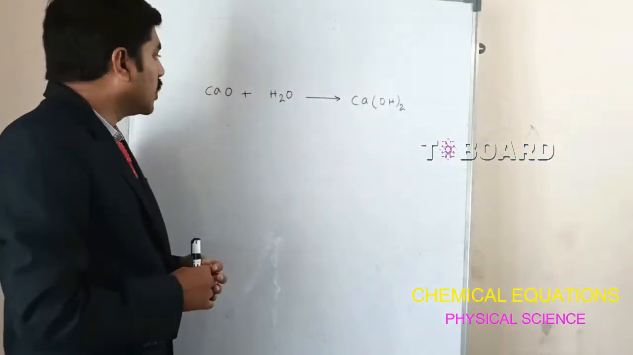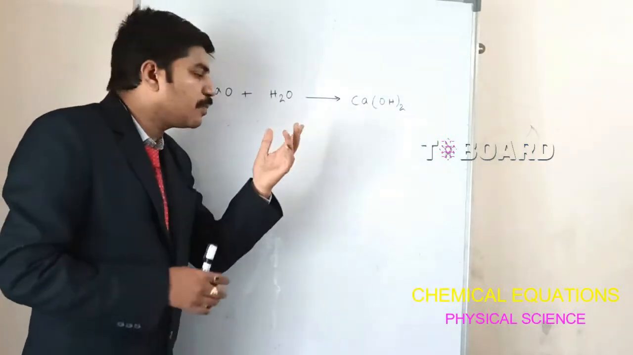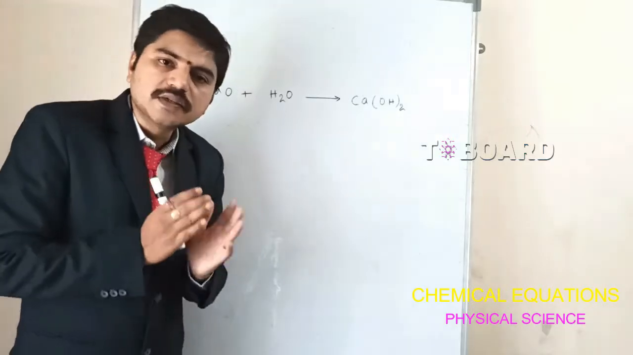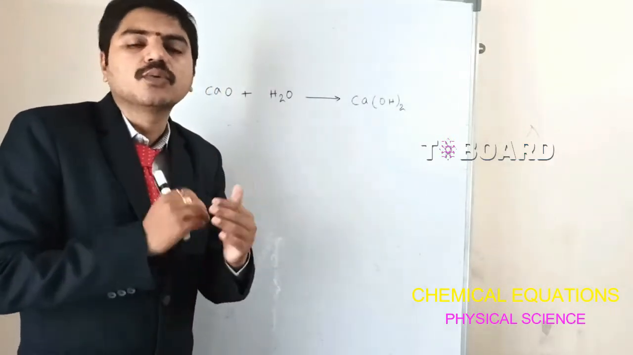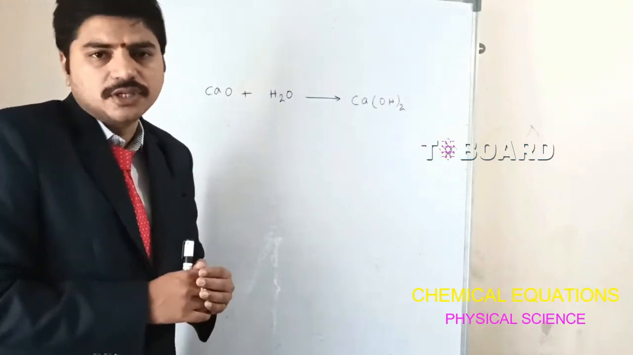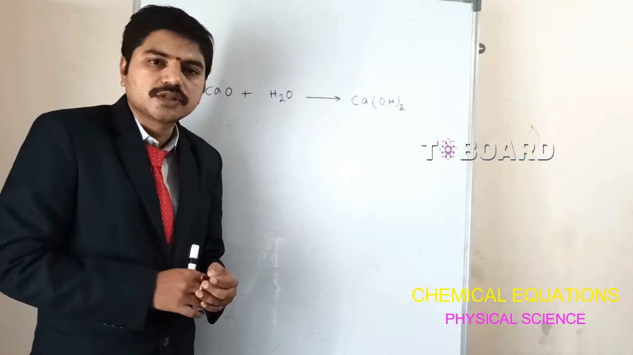And this is actually called a skeleton equation, whether it is balanced or not. Balancing means the left side and right side values are equal; only then is it a balanced equation. Next we are going to discuss balancing equations.